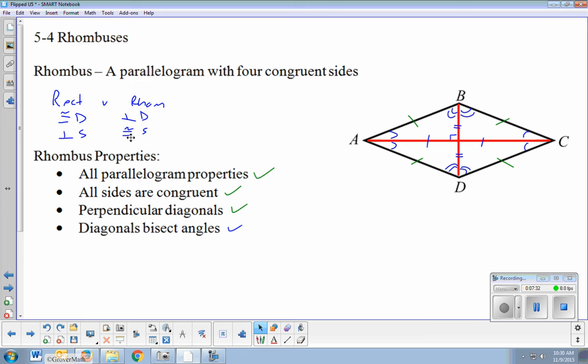I'm never going to use diagonals congruent for a rhombus because the diagonals are not congruent in a rhombus. That's a rectangle property. So really remember these differences right here. And in the next video, when we get to a square, we're going to put all of this together, because that's what a square is, adding these two things together, and has all of the properties of a rectangle and a rhombus and a parallelogram and a trapezoid all put in one shape.